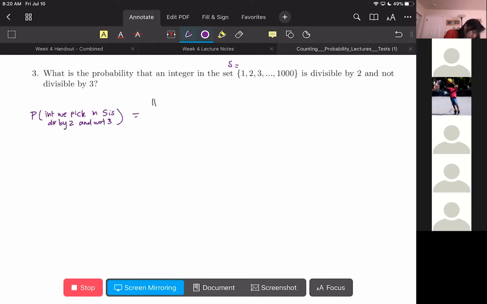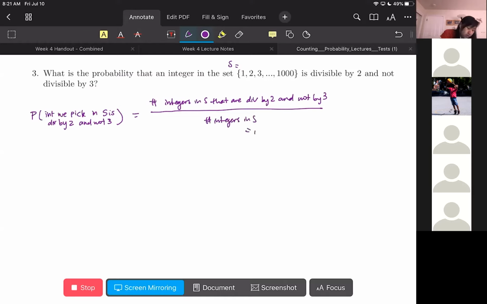Then we want the number of integers in S that are divisible by 2 and not by 3, over the number of integers in S, right? And then we know the bottom one is just 1,000. That one's easy. And so then what you're suggesting is, how do we count this top quantity, right? So in order to count that, the suggestion was we basically count the number of integers that are divisible by 2.